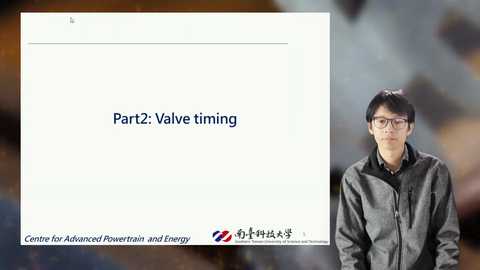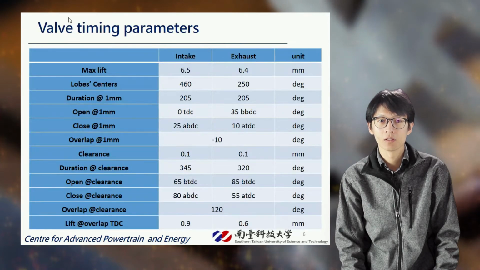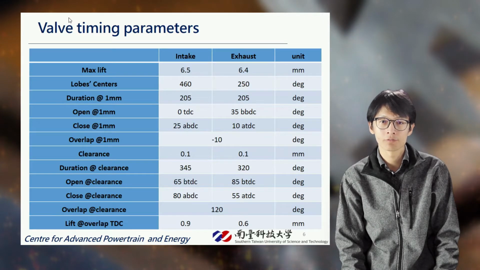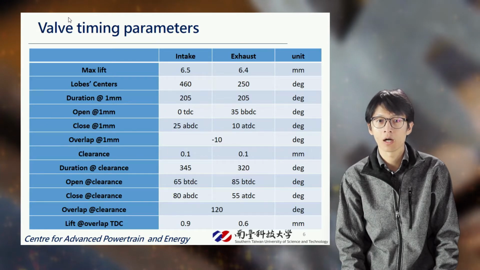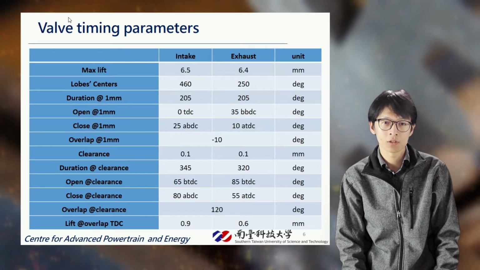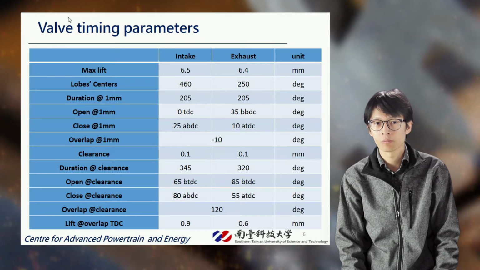Part 2, valve timing. The table shows valve timing parameters. For example, the maximum valve lift of intake valve and exhaust valve are 6.5 mm and 6.4 mm respectively.